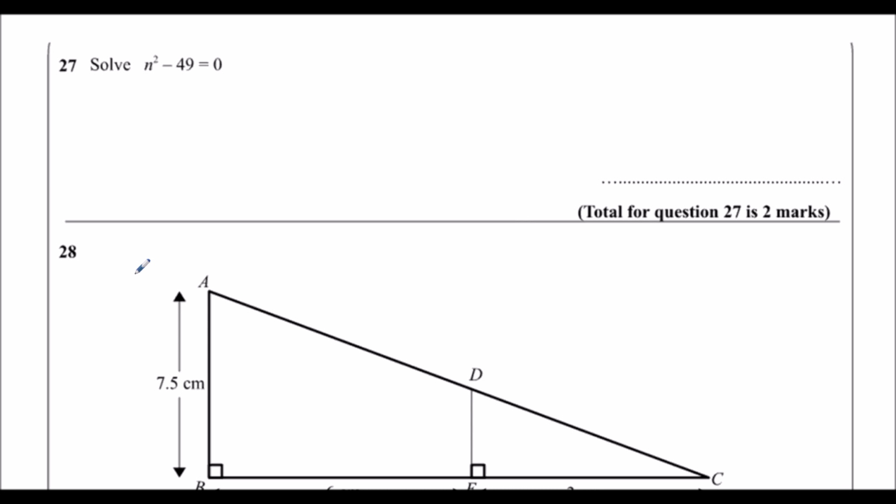Question 27. Solve n squared minus 49 equals 0. So we can solve a quadratic by factorizing. So we've got the difference of two squares. We've got n in both brackets. What multiplies to make 49 and adds up to make nothing is 7 times 7, plus 7 minus 7. So n equals -7. That's what makes the first bracket 0. Or n equals +7, which makes the second bracket 0.